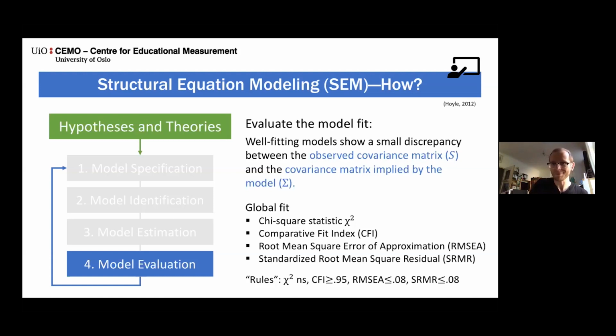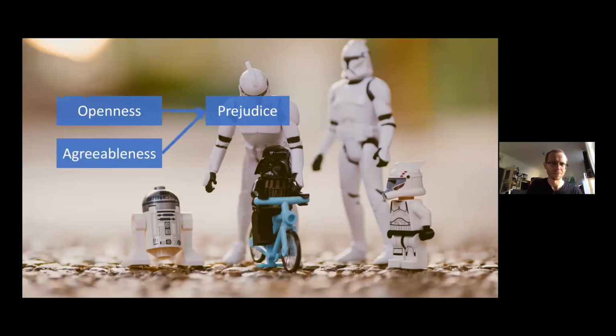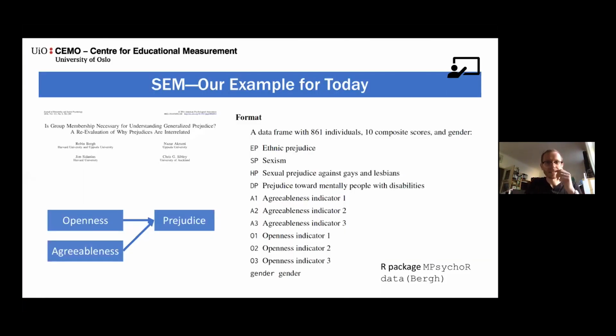Right, okay. So let us get back to our example, this straightforward theory, predicting prejudice by openness and agreeableness in people. Asking the two questions: to what extent do those two personality traits explain variation in prejudice? And do they explain variation to the very same extent? In order to address these questions, I found a lovely data set that in fact captured those three different variables.